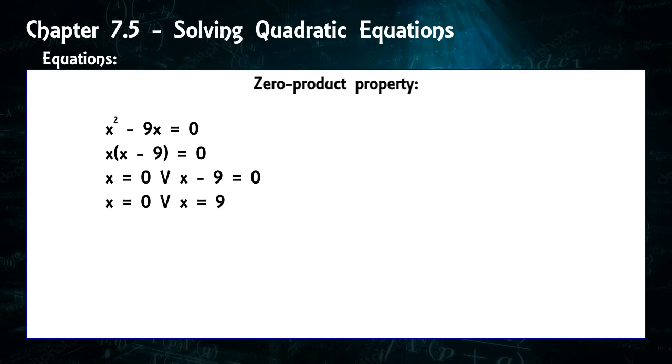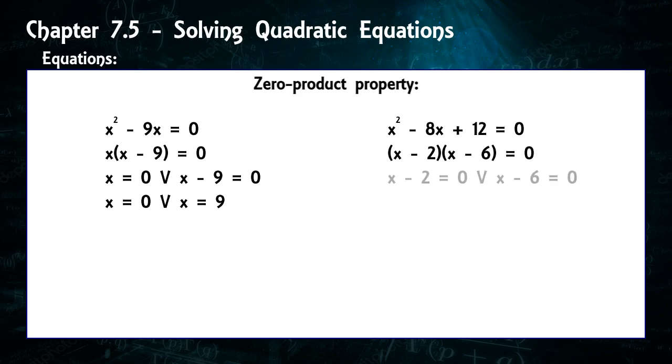And to solve x squared minus 8x plus 12 is equal to 0, we need to use the product sum method to find the binomials (x minus 2)(x minus 6). We then know that x minus 2 is equal to 0 or x minus 6 is equal to 0. So the solutions here are x is 2 or x is 6.